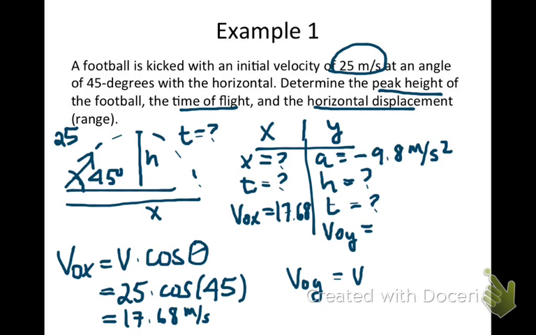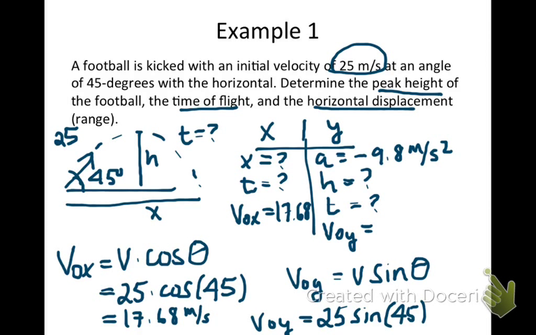Okay. Similarly, v naught y at the beginning is going to be related to the sine of the angle because sine gives you the opposite, and opposite is the vertical component. So when we plug in our numbers, 25 times the sine of 45 gives us 17.68. And so I'm going to go ahead and copy that into my chart. Okay. So now every given that they've given me, every given that I know is now in my chart. And I need to solve for x, h, and t.